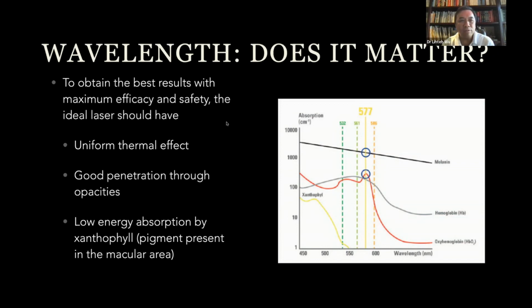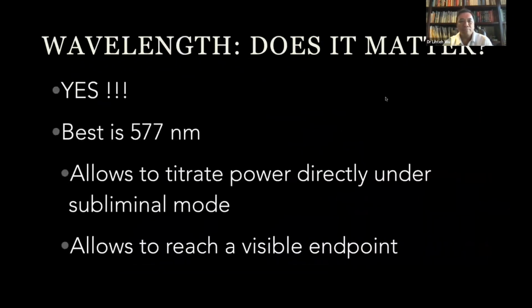So to obtain the best results with the maximum efficacy and safety, the ideal laser should have uniform thermal effect, good penetration through opacities, and low energy absorption by xanthophyll, like I mentioned. So yes, it does matter. The best is 577 because it also allows us to titrate the power directly under subliminal or micropulse mode, which allows us to reach a visible endpoint. Jay will talk about this in more detail in his talk.